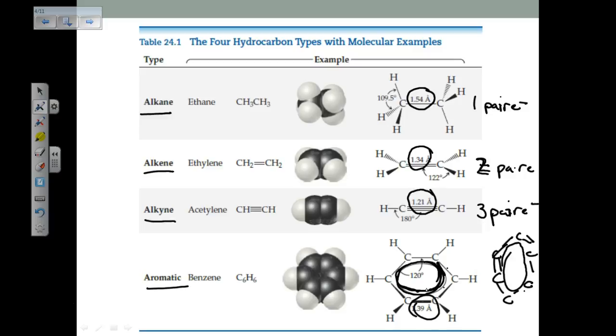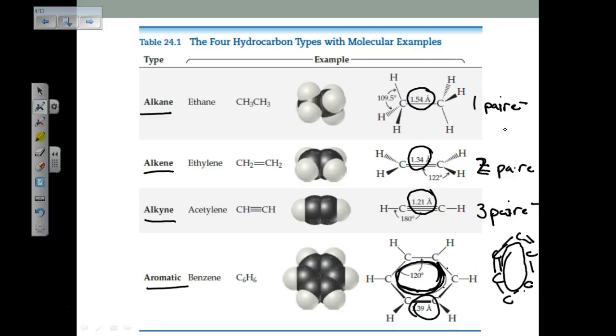So the bond length here is something in between having 1 pair of electrons and 2 pairs of electrons holding those carbons together. It's interesting how all of this works. But the bond angles are as you would expect. It's 109.5 for this one. It's right around 120 for this one, sp2 hybridized, and this is going to be around 180. This one is exactly 120.